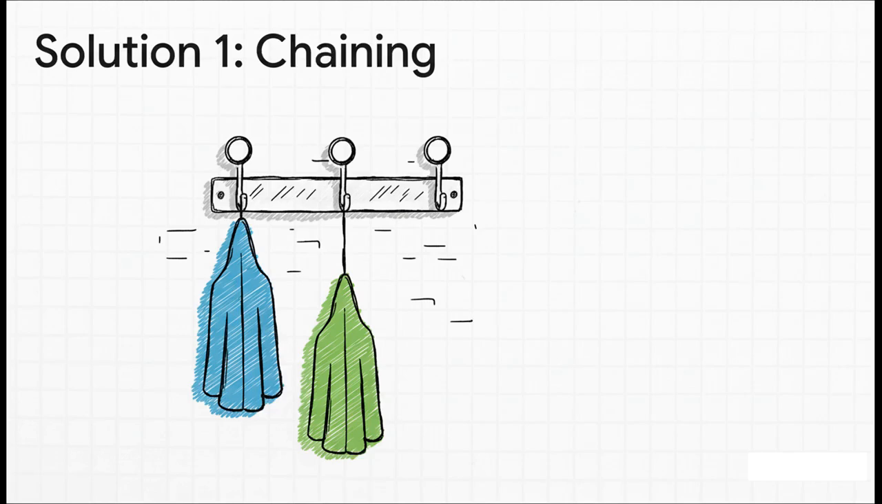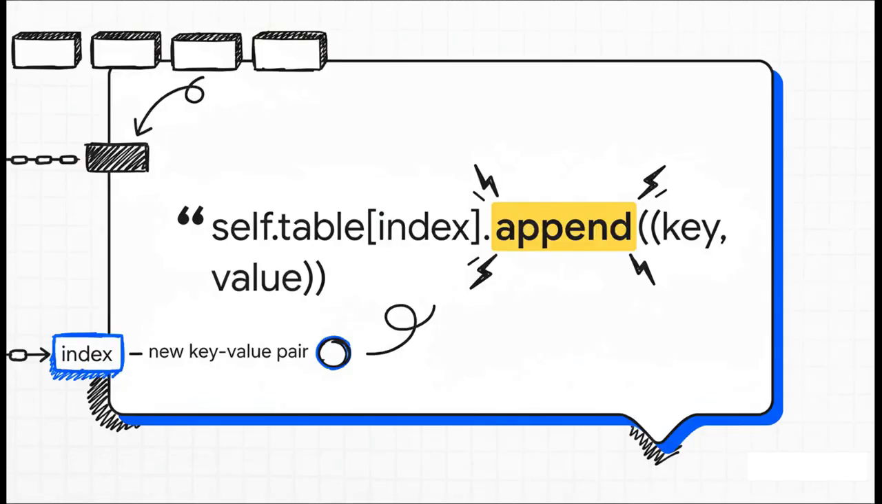So when a collision happens, we just add the new item to the list at that spot. Simple. And if you look at the code, it's just as simple as it sounds. This little bit of Python, that .append command, it just means add this new key value pair to the end of the list at that specific index. It's a really elegant, effective fix.